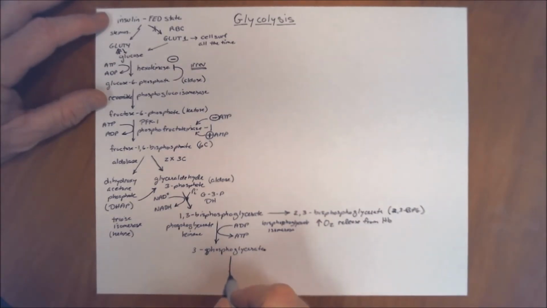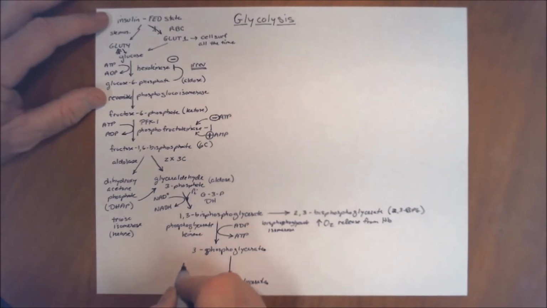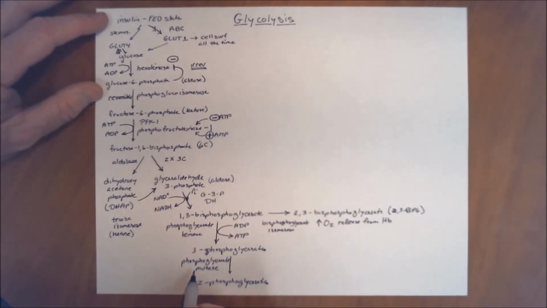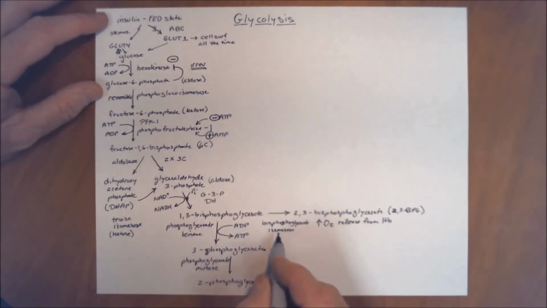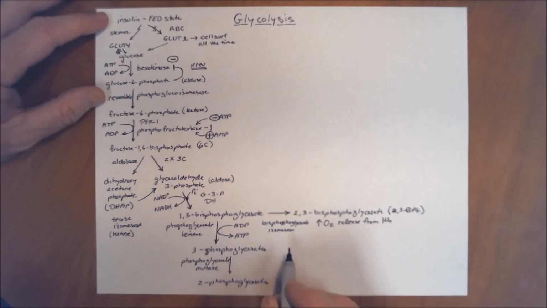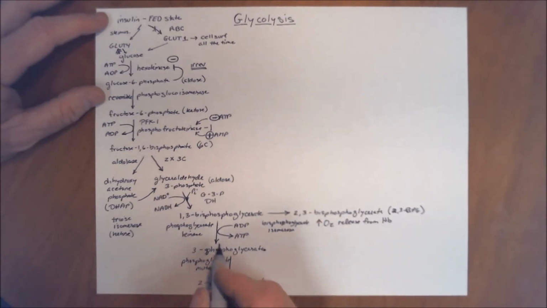The 3-phosphoglycerate is converted to 2-phosphoglycerate, and this is done by the phosphoglycerate mutase enzyme. Now contrast this enzyme with the isomerase. The isomerase is changing a functional group from either an aldehyde to ketone or ketone to aldehyde. A mutase is simply moving a phosphate group from one portion of a molecule to the other.